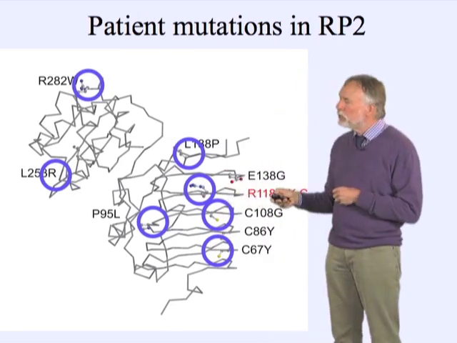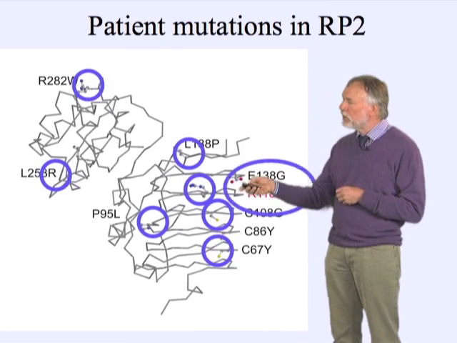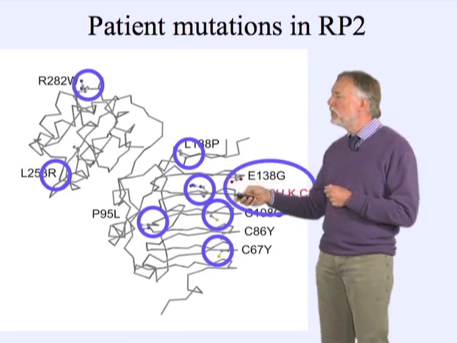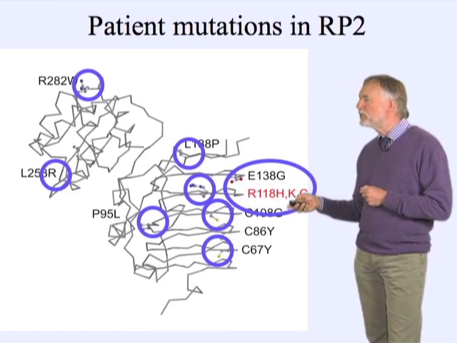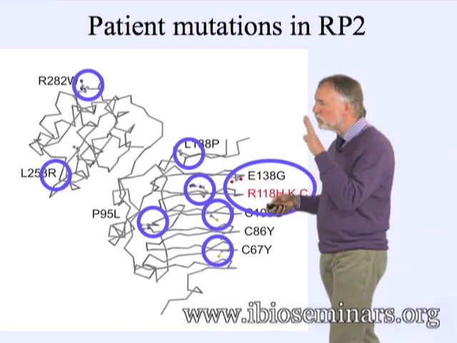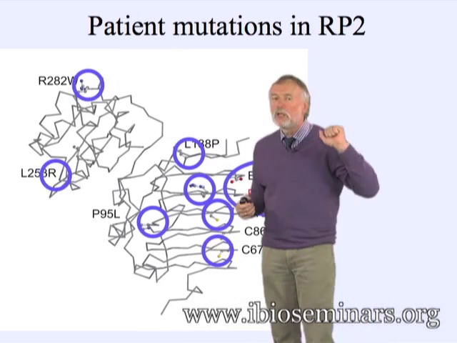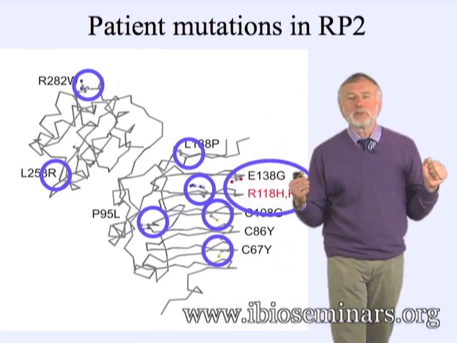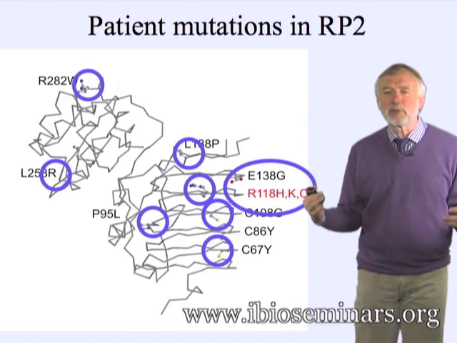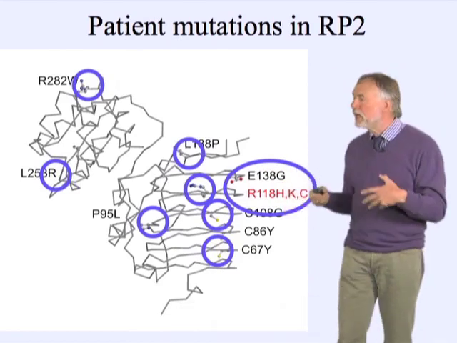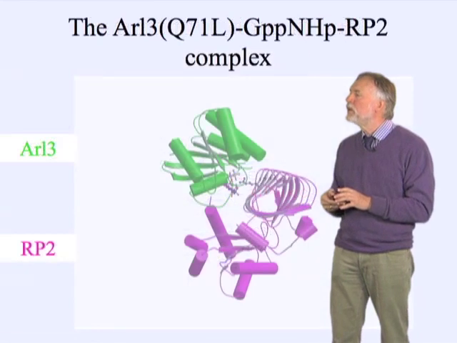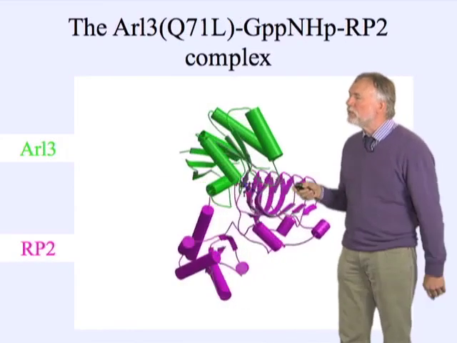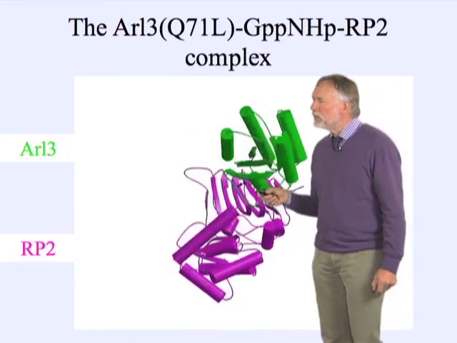But there are a few mutations indicated here, for example, E138G or R180 to H, K, or C. So these residues point into solution. So you would think that they do something important for interaction with other proteins, that they are involved in what these proteins are normally doing. So we solved the structure of the complex between RP2 and AL3.